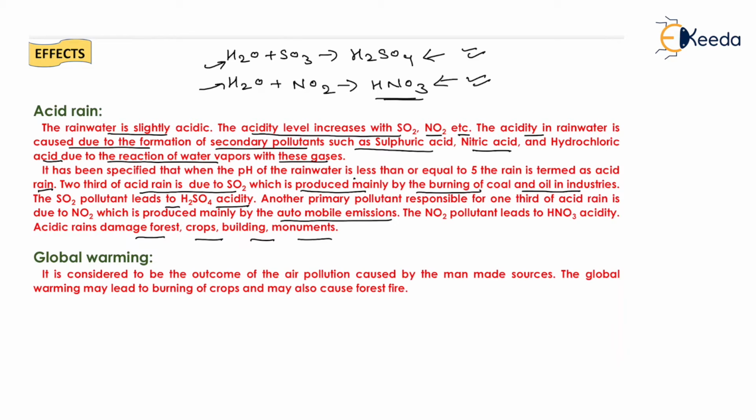Now, acid rain damages forests, crops, buildings, monuments, etc. That will be the effect of acid rain as well as the effect of air pollutants on the structures.